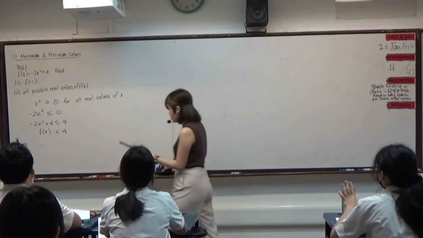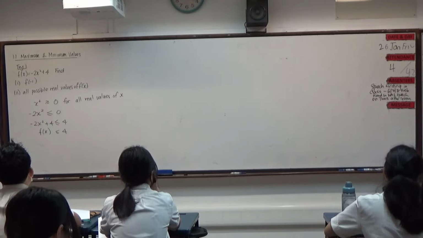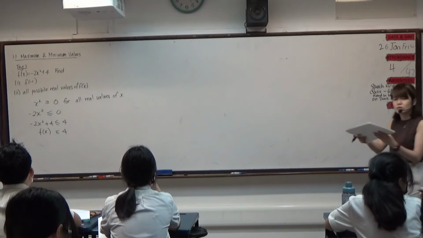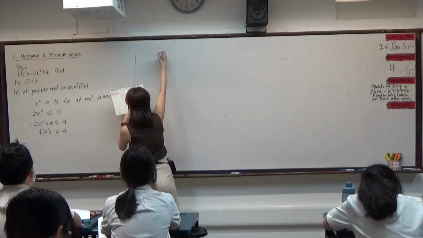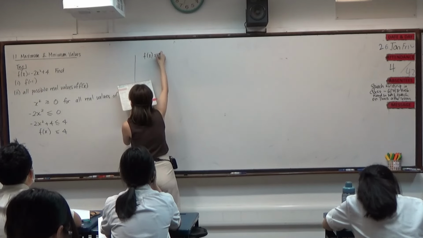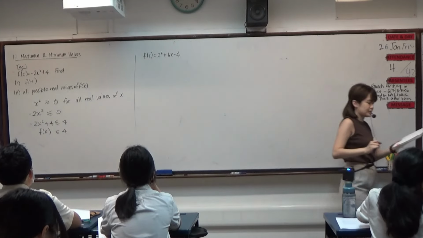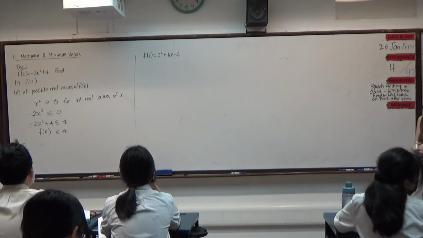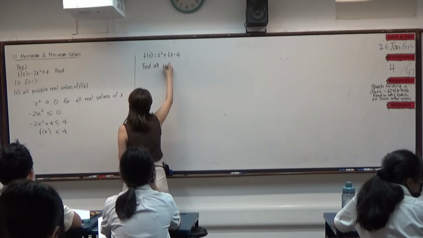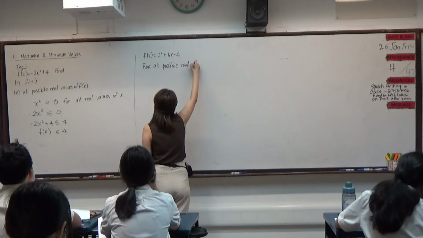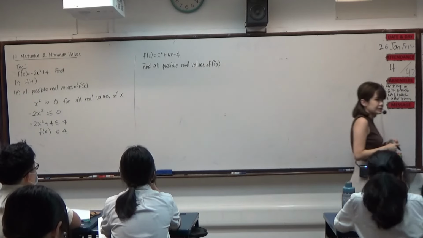Next, we go into our completed square form again. This is something that we did in our E-Maths already. I just want to go through that again in case some of you are still not getting what I explained in E-Maths. What if I were to apply the same question to a function such as this: f(x) equals x squared plus 6x minus 4? How are we supposed to find all possible real values of f(x)? That's the key question we want to ask ourselves.